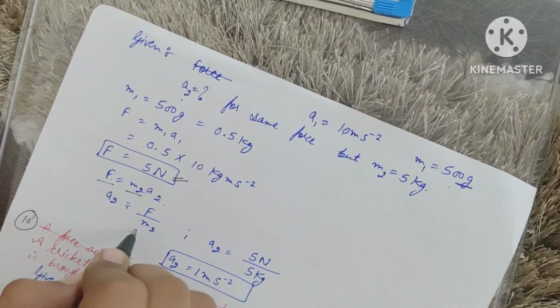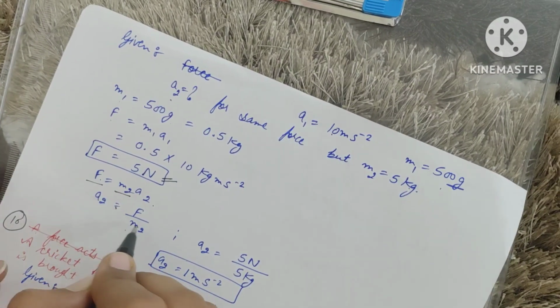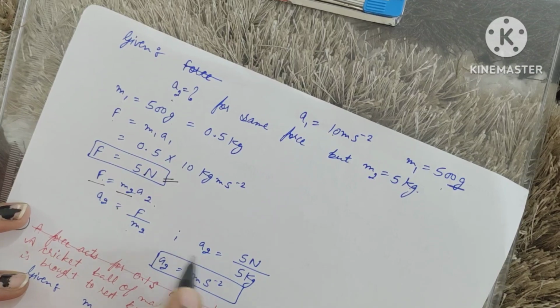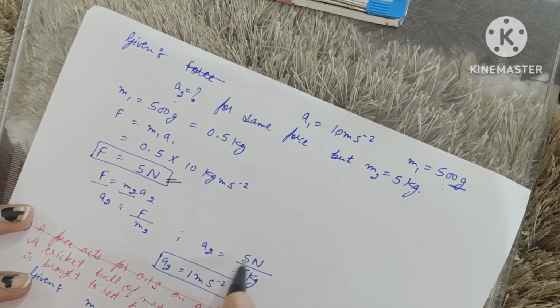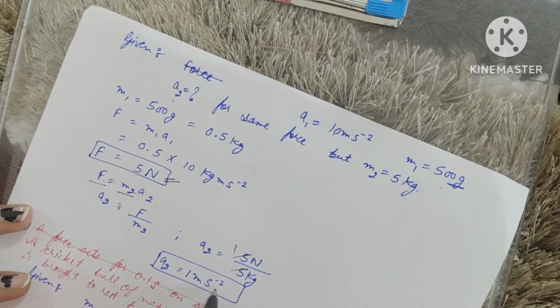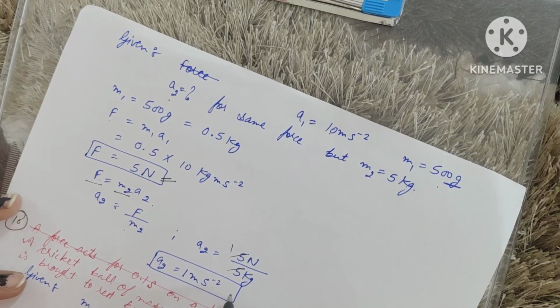A2 की value हमने यहाँ से निकालनी है. A2 is equals to force divided by M2, which is giving us force is 5 Newton, M2 is 5 kg. It is 1 meter per second square in the form of the SI units.